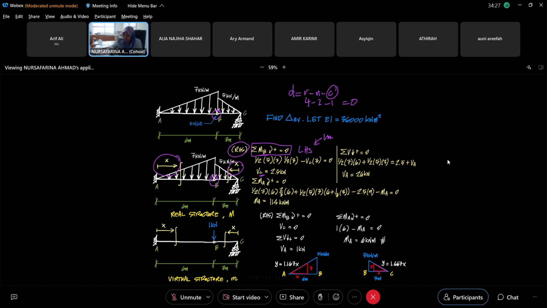Tapi bila you buat left hand side, don't forget you have a moment MA. So, dia agak susah kalau you pakai left hand side, sebab you akan ada lagi dua unknown. Kecuali you akan buat dua equation lah. So, rather than that, you buatlah right hand side supaya you akan dapat unknown VC dan unknown VA. Then when you taking moment MA ataupun MC, you kena masukkan semua loading.